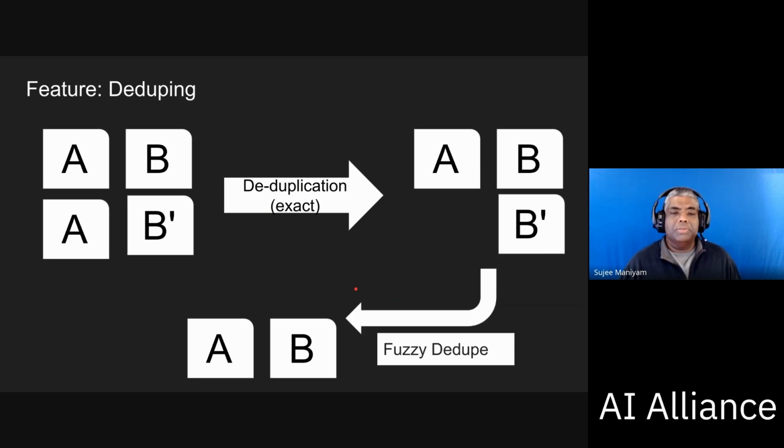After deduping, remember we started with 4 documents, 2 identical and 2 near duplicates. What we ended up with is just clean data. We removed the identical duplicate and the near duplicate.